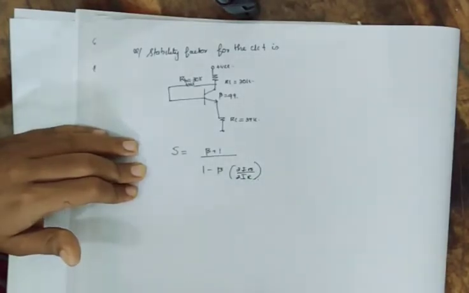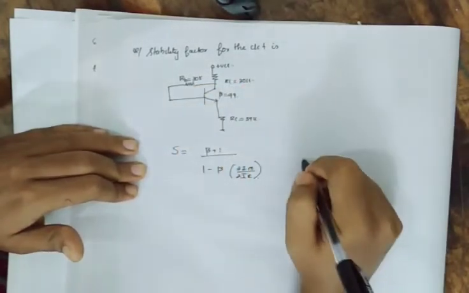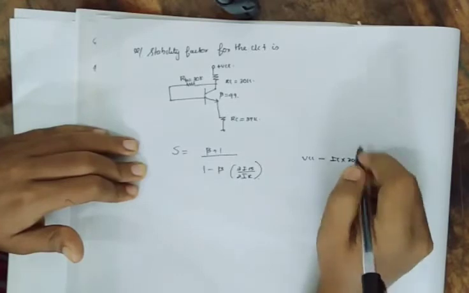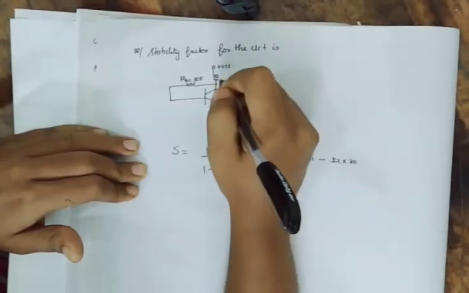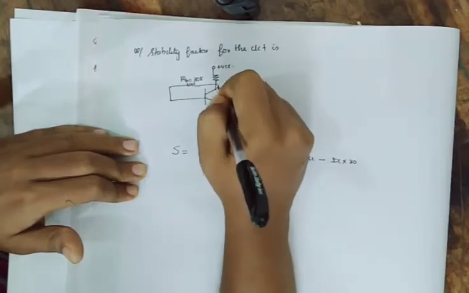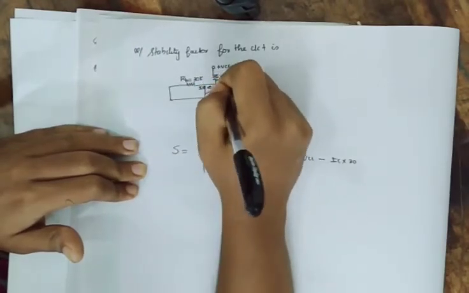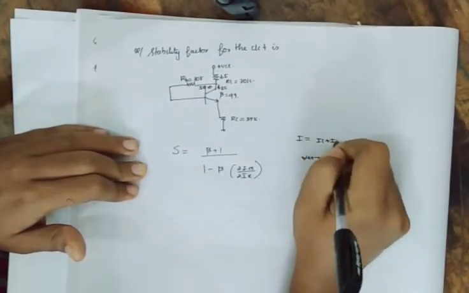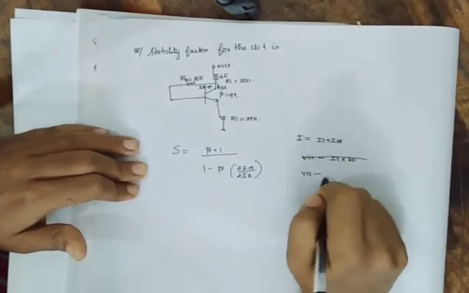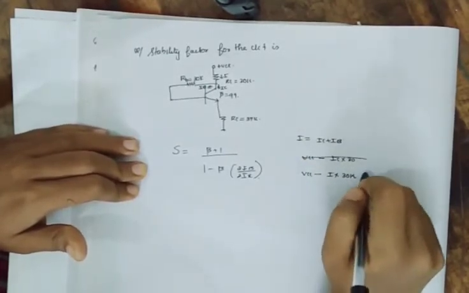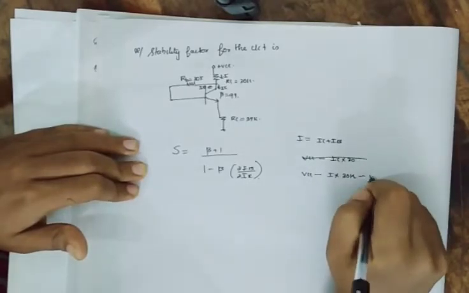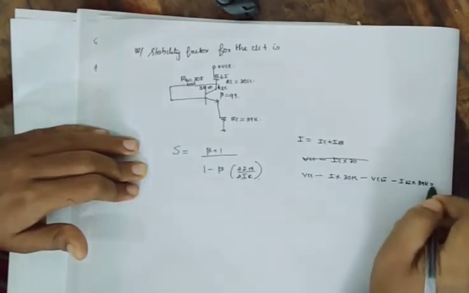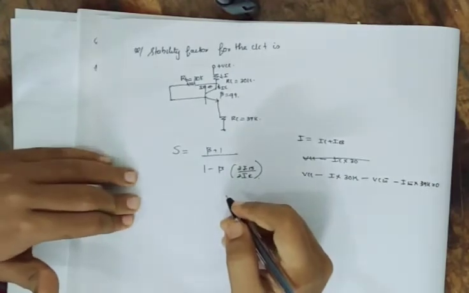Okay, so I'll write the equations of this circuit. We'll start from here. VCC minus I into 30K, where this is IC, this is IB and this is I. So I equal to IC plus IB. Okay, so VCC minus I into 30K minus VCE minus IE into 39K equal to 0. That is the first equation.